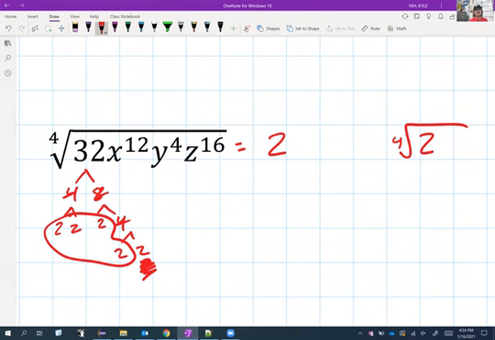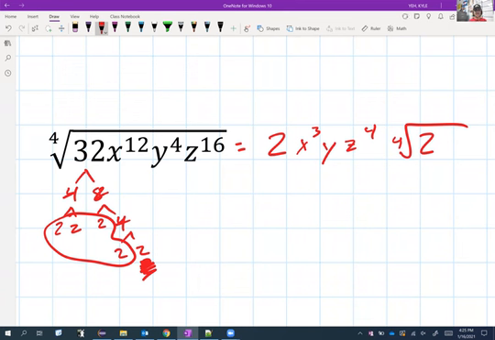x's, I have 12 x's, groups of 4, 4, 8, 12. There are 3 of them. 3 groups of 4 and nothing left over. y's, 4 of them, I'm looking for groups of 4. I can pull out one group of 4, nothing left over. z's, 16, groups of 4, I can make 4 groups of 4, nothing left over. And so this is looking pretty good.